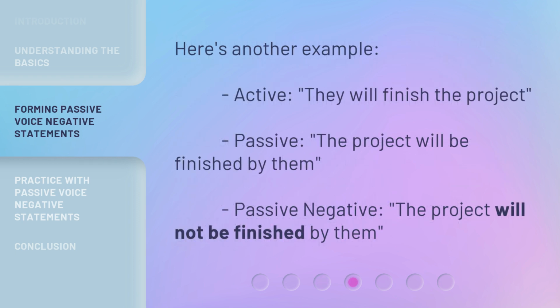Here's another example. Active, they will finish the project. Passive, the project will be finished by them. Passive negative, the project will not be finished by them.